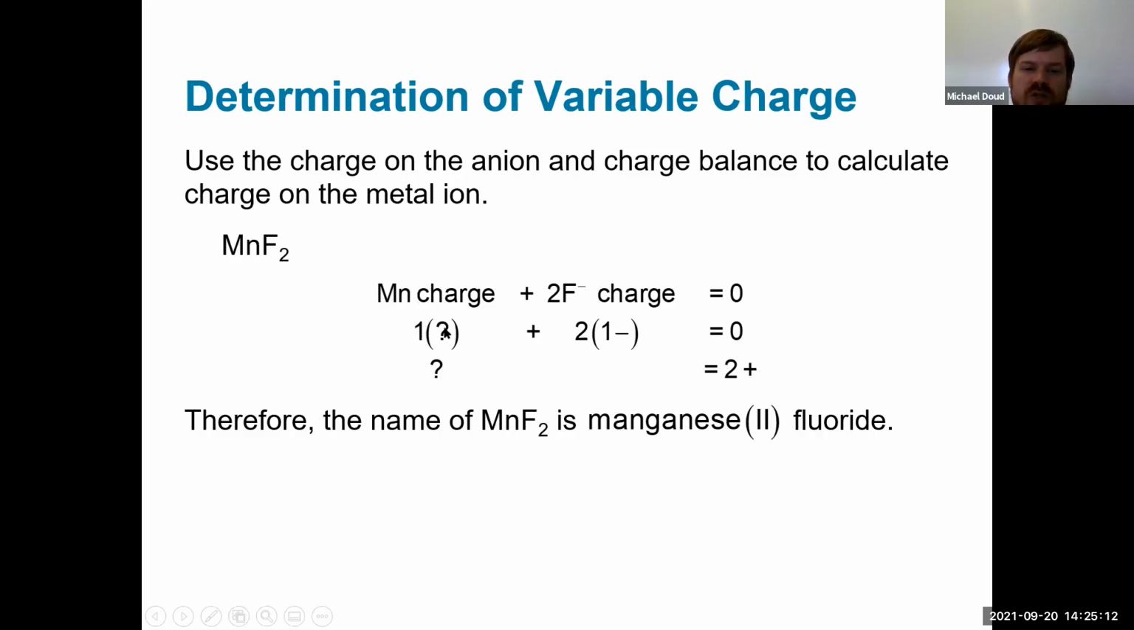If we have 1 times question mark, that's the manganese charge. And we have 2 fluorides, that's 2 times -1 equals 0. That means question mark -2 equals 0, or question mark equals 2+. Okay, so now we know that the ion is Mn2+. So then we go to name it. Well, Mn2+, that's manganese, right? And it has a 2+ charge, so that's manganese 2. So the correct name for the compound is manganese 2 fluoride.